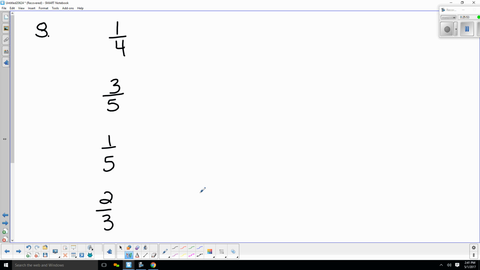Okay. 1/4. What's that? 0.25, because it looks like 1/4. And then if I make that as a percentage, it's 25%. What's another one we should know very quickly? Abigail?